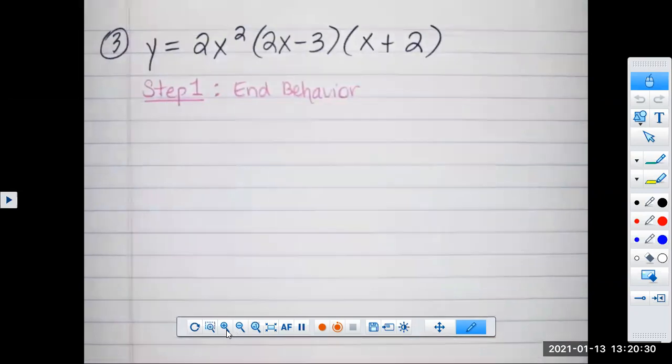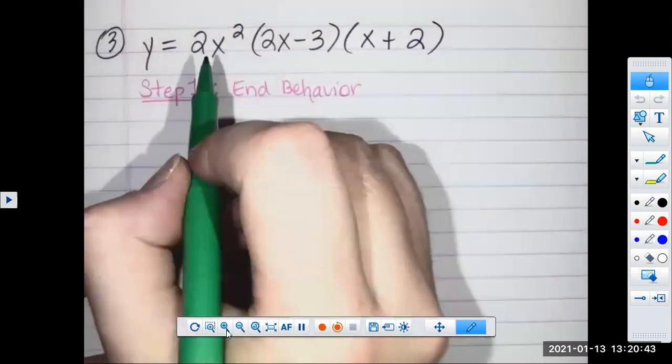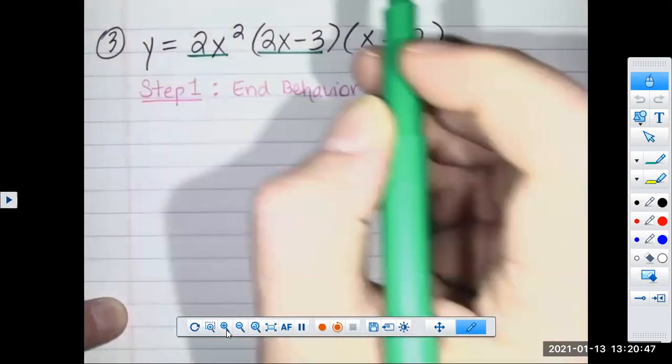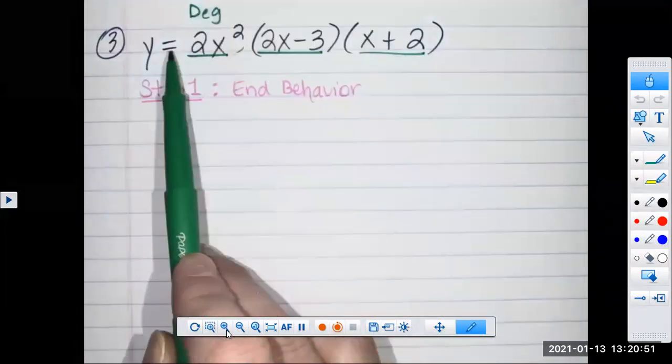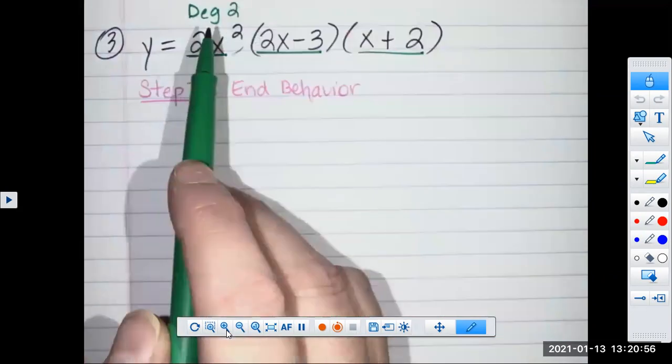Okay, step one, determine end behavior. This is factored for you. So just go through, determine each factor's degree and sign, positive or negative. So if I look at this factor, this part, tell me what my degree is here of just this factor. Good. Degree is 2. Is it positive or negative? Good. Positive 2 in front.